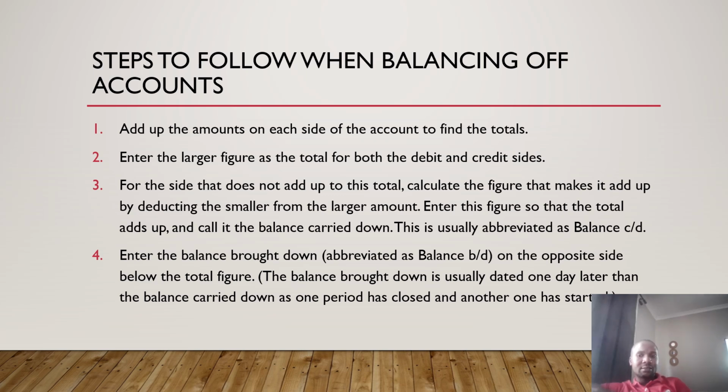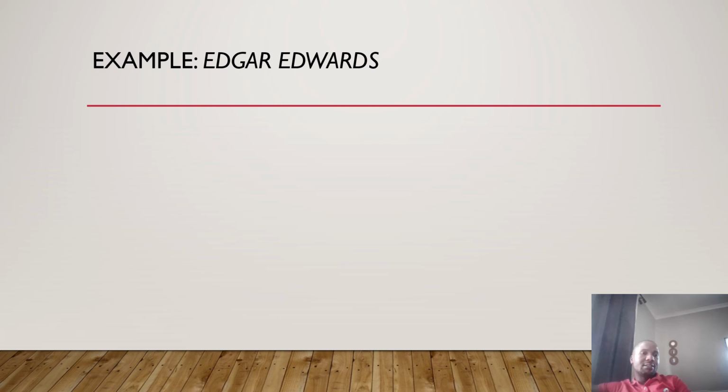So as I've already explained, the balancing figure is referred to as the balance brought down figure. It is a balancing figure. It is the same figure that will now be brought down onto the following reporting period. So it will be on the side where we had a larger amount. We are going to demonstrate this when we'll be balancing off the T accounts for Edgar Edwards. Okay, let's go right into it.